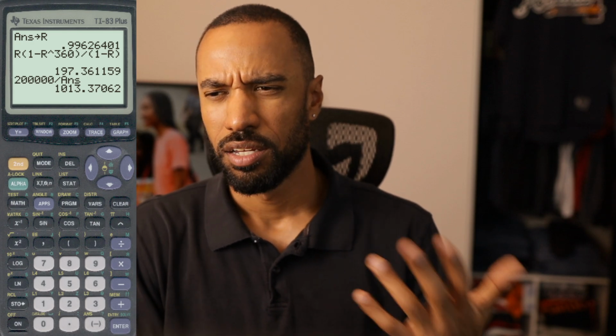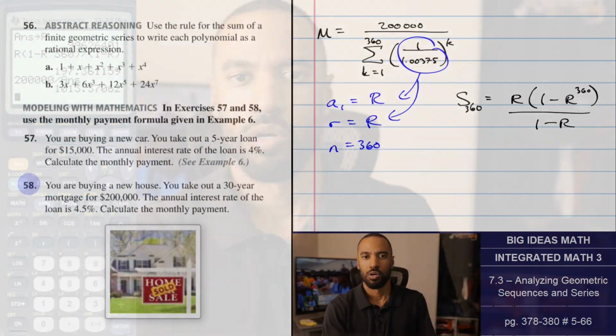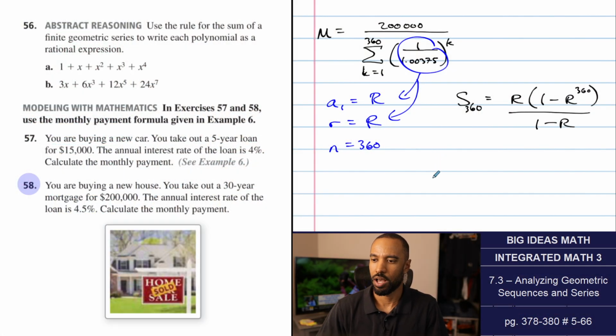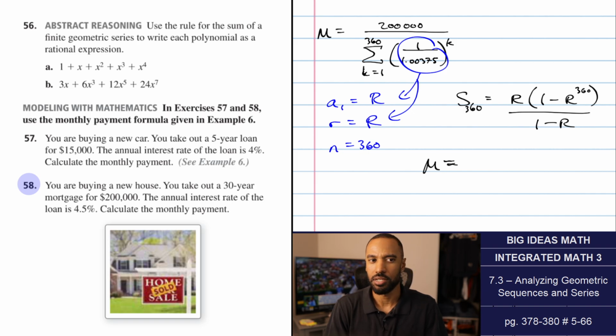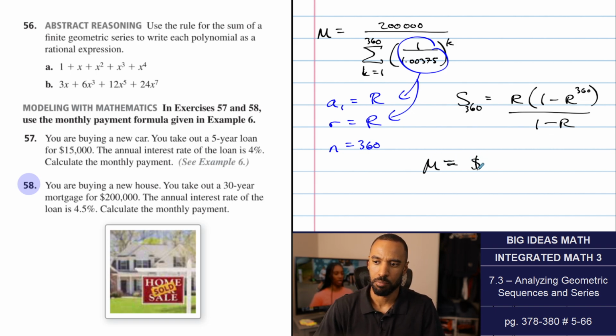And now we get to do 200,000 divided by that value. It's the same thing as last time. We're doing 200,000 divided by that sum of those terms, kind of trusting what the calculator is doing with it. And then this is our monthly mortgage payment, the monthly payment for the house. So we are going to say, well, M is 200,000 over that thing. So it's about, what was it? $1,013.37 per month.